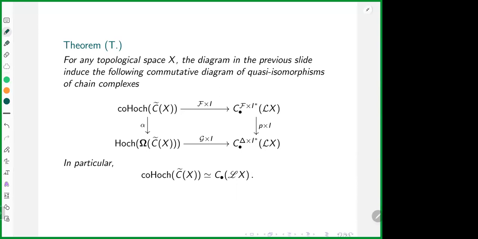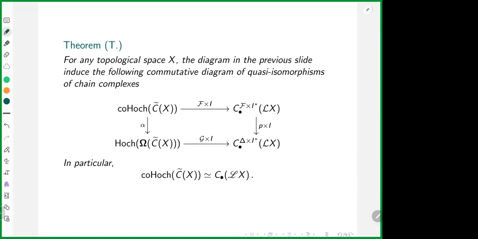Now, in particular, what this gives us is that the Hochschild complex of the categorical coalgebra of singular chains in X is quasi-isomorphic to the singular chains on the free loop space of X. None of these are the singular chains, but after subdivision, you choose a triangulation, then you can land in singular chains and say it like this if you choose to do so.